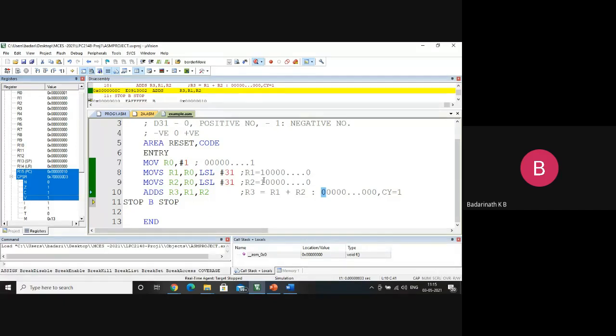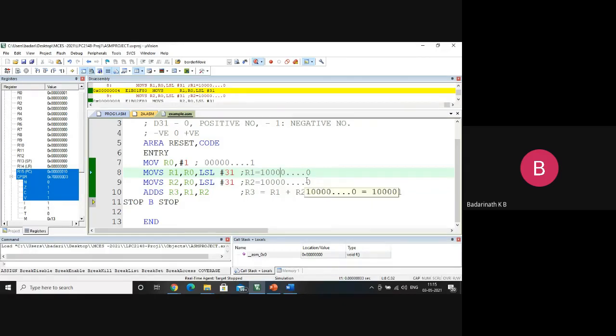In this case, what will happen? 100 is a signed number. It's a minus maximum. Minus 2 to the power of 31 is represented by 100, which is nothing but the maximum negative number. When you are adding 2 maximum negative numbers, no way you can represent that in the 31 bits of magnitude.